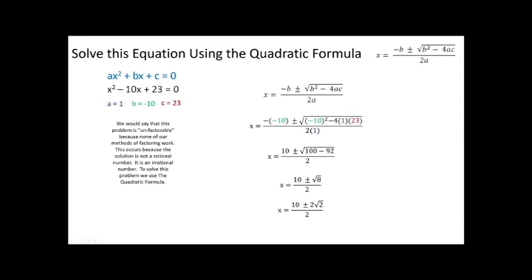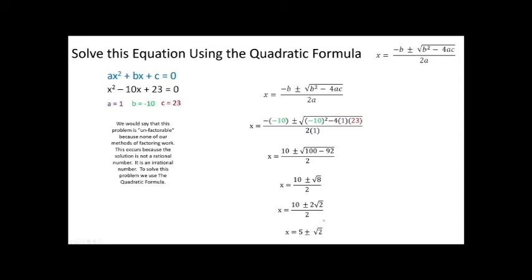So my answer is going to be 10 plus or minus 2 radical 2 divided by 2. Since both of these are divided by 2, I'm going to take 10 divided by 2 and get 5. And I'm going to take 2 radical 2 divided by 2, and I'm going to get a 1.